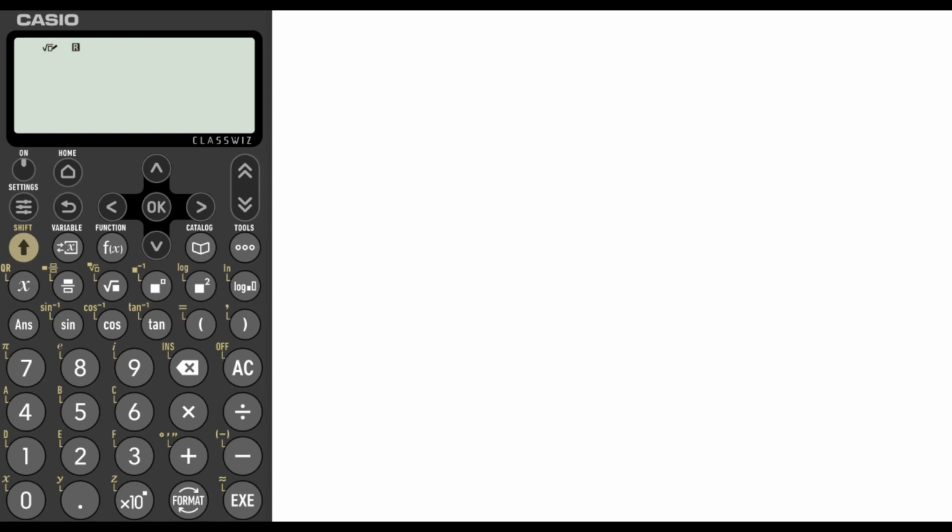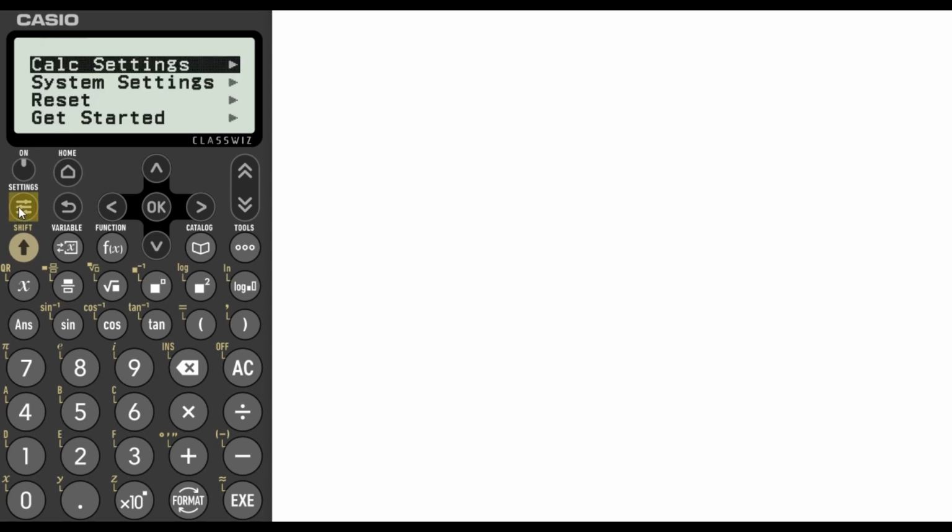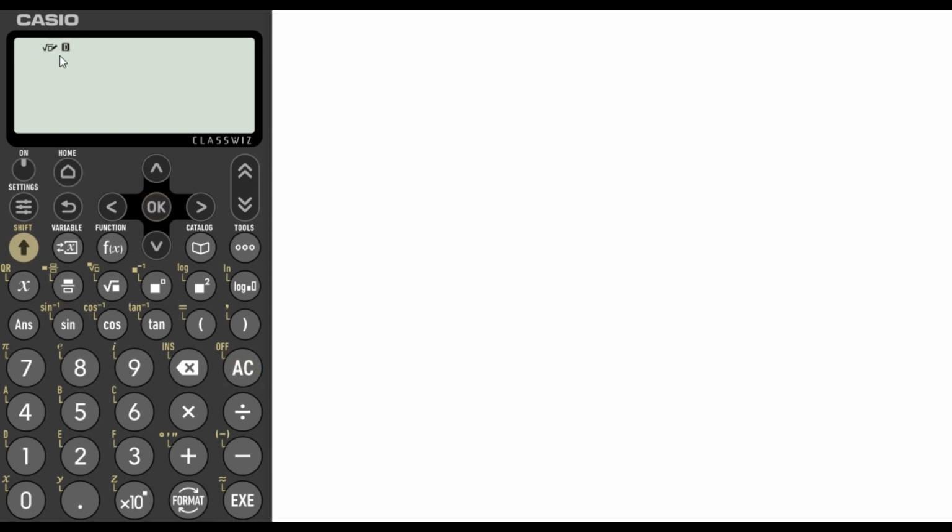Suppose we want to use the degrees mode. First of all, you will notice our calculator is in radians. We need to change this to degrees. If we press settings, then calc settings, scroll down to angle unit, press OK. We want to change to degree, so let's press OK, then AC to return to the calculation screen. A D appears on the top bar indicating we are in degrees.